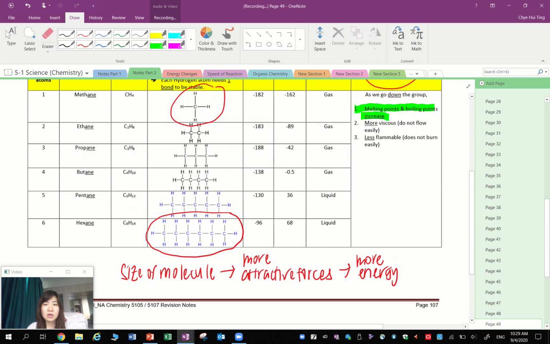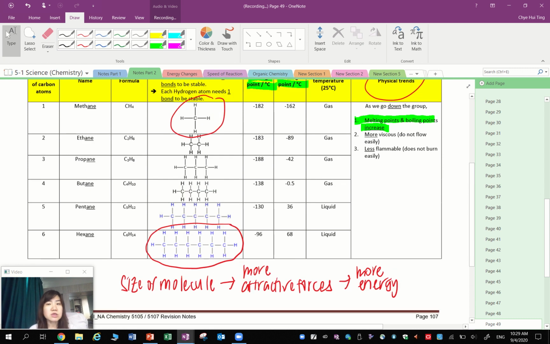Okay, now let's go on to the second property. The second property is viscosity. More viscous simply means the ability to flow. So I give you a very clear example. For example, there are three types of liquids: water, oil, and honey. Out of the three, based on your general knowledge, you know that water is the easiest to flow, then honey is the most difficult to flow, then oil is somewhere in between. So this is viscosity.